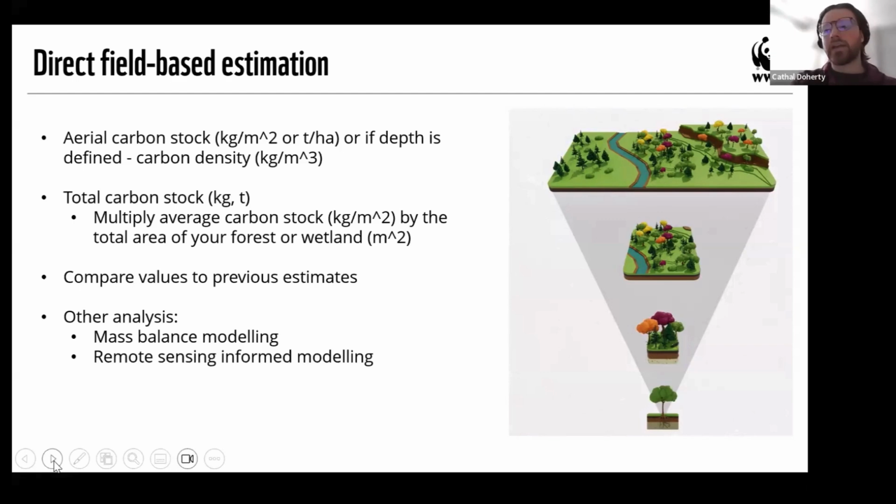The last thing I'll mention on this slide is that you also might be interested in knowing what the total carbon stock is. So as Claire mentioned previously, when we look at those Canada maps and we're looking at those petagrams of carbon, those billions of tons of carbon, those are obtained by multiplying the aerial carbon stock by the total area of the forest or wetland or coastal habitat that you're interested in. So it's a simple calculation just to get that as well. Again, typically represented in kilograms or tons. Next slide, please, Emily.